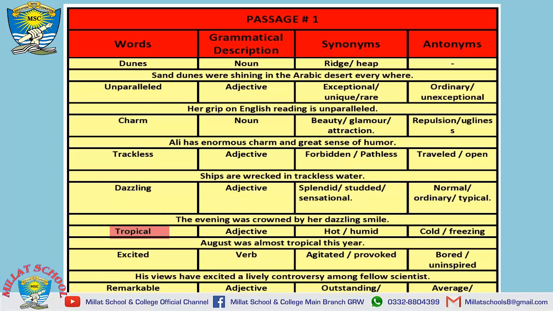Now I am coming towards the next word. Tropical, adjective. It's in grammatical description. Hot and humid is its synonym, and cold and freezing is its antonym. You can see all the important words from this passage on the screen in front of you, and with complete grammatical description, synonyms and antonyms, it will help you in going through this passage.